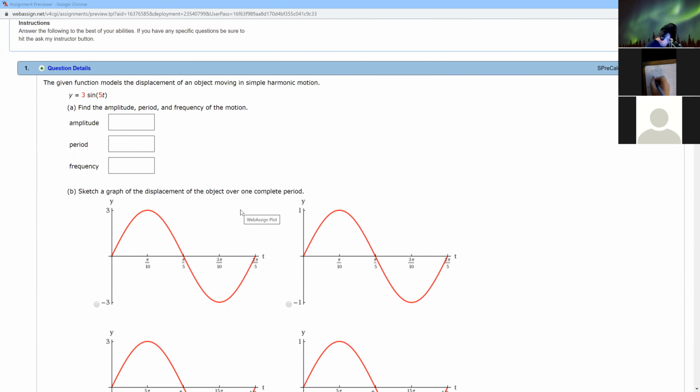Now, we are going to find amplitude, we're going to find period. That we've had plenty of practice at. And then we're going to add to the list a thing called frequency.